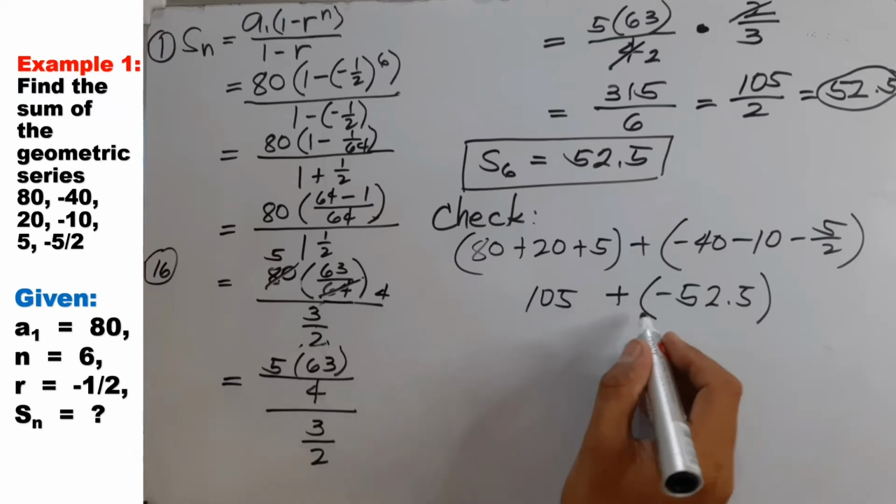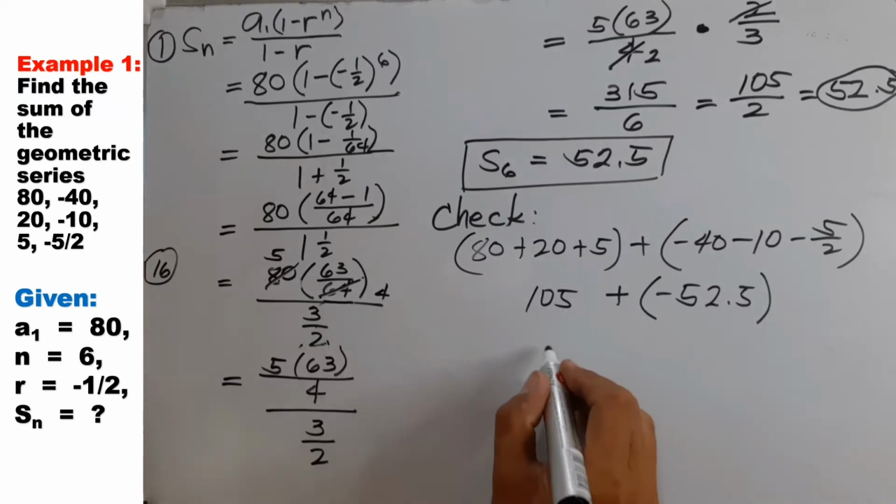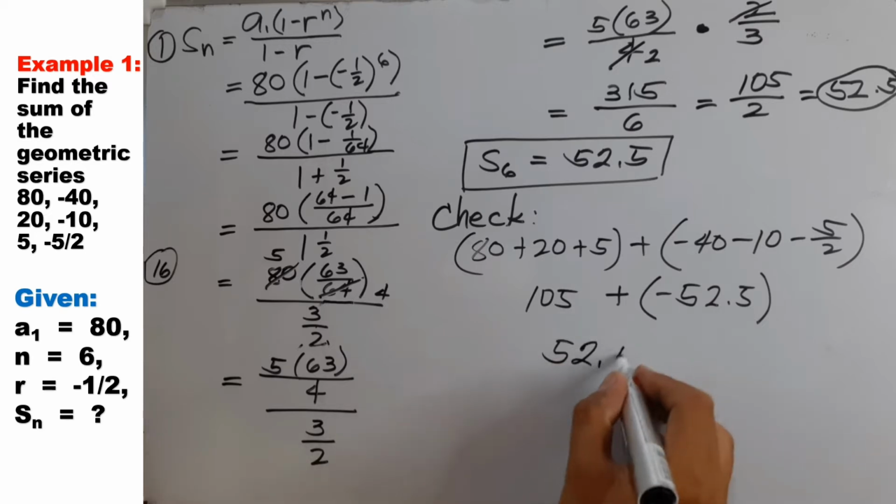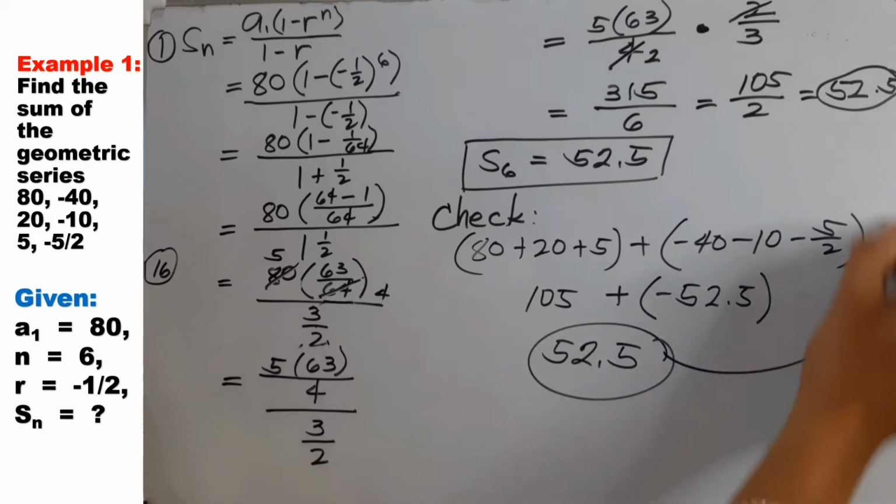105 positive times negative is negative. So we have 105 minus 52.5 is 52.5, is the same.